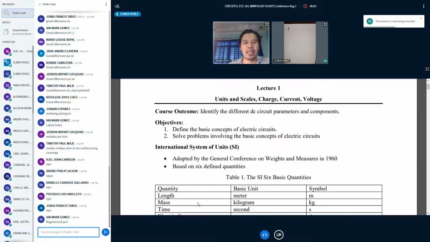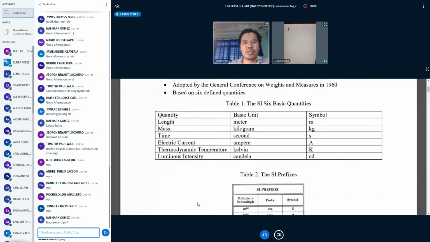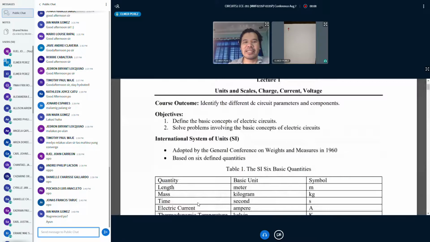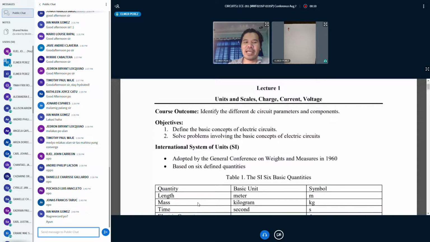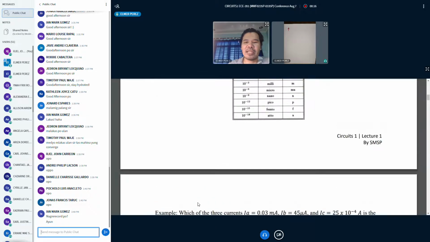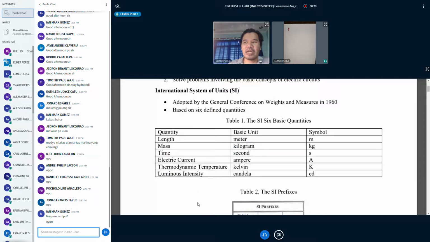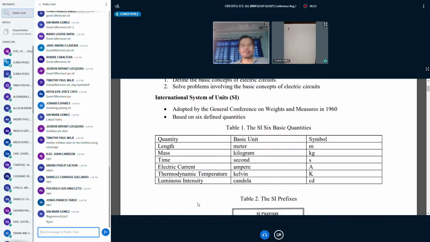Okay. So, meron tayong dalawang types of system na sinusunod. Yung SI, kasi units ang pinag-uusapan, yung SI or the International System of Units, and then yung English. So, medyo basic lang naman ang pag-aaralan natin. Parang review lang ng physics in general. Ayan. So this was adopted by the General Conference on Weights and Measures in 1960.